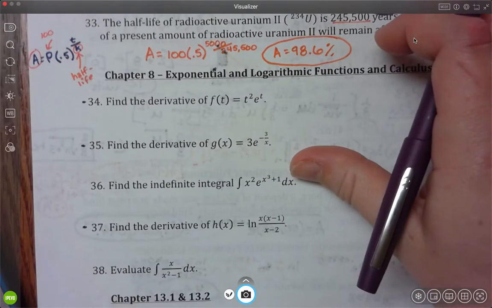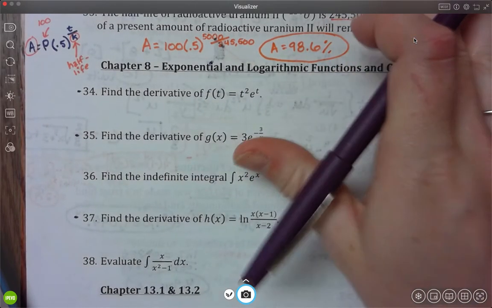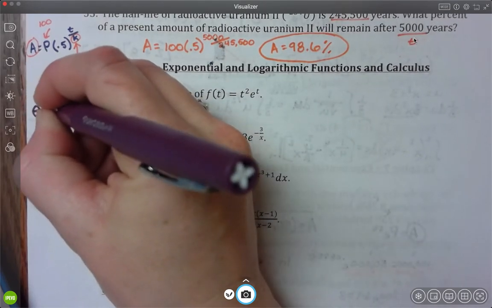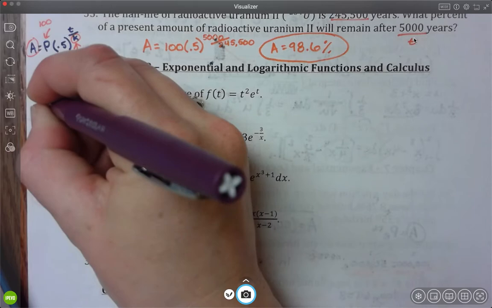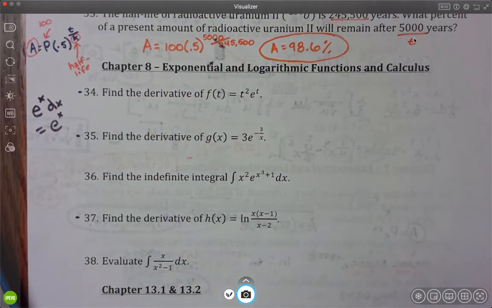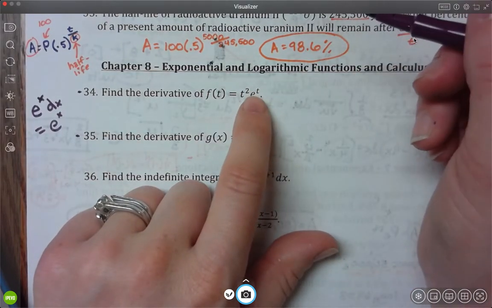So find the derivative of this thing, okay? I'm going to write out this e to the x power. If I'm doing d/dx of e to the x power, its derivative is just e to the x. So the derivative of e to the x is just e to the x, okay? That was one of the things that we had. And so here I have e to the t power, so when I find its derivative, it's just going to be e to the t power.